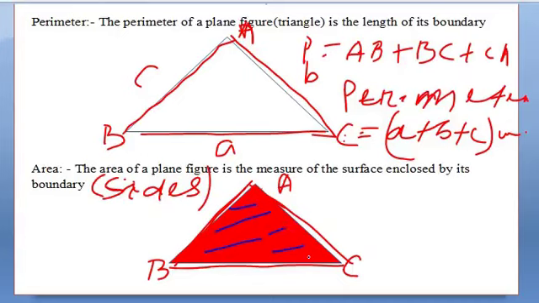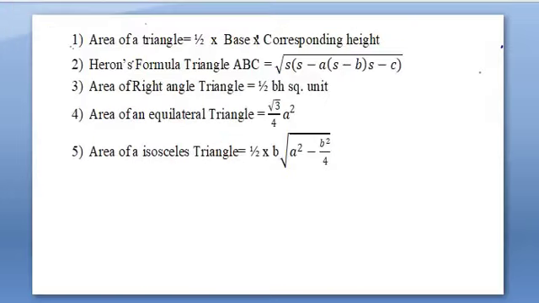Now let us find the formulas for the area of a triangle. Area of a triangle equals half into base into height. Then Heron's formula: area of a triangle equals root over of s into s minus a into s minus b into s minus c. This is square unit, this is also square unit.